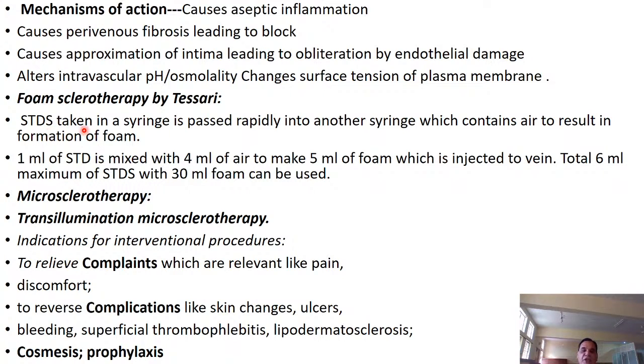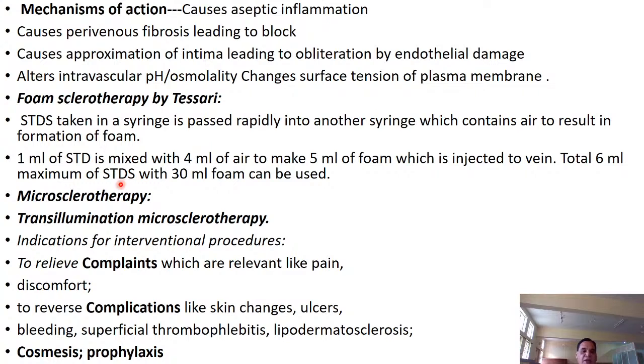Here the sclerosant is taken in a syringe, and foam is created with the help of another syringe, which results in formation of foam. How do you do it? 1 ml of the sclerosant solution and 4 ml of air. So this is going to make 5 ml of foam. This 5 ml is injected into the vein. Maximum total 6 ml at one time and 30 ml of foam. That means you can do it for 5 veins. This is for the sclerotherapy. It is the foam sclerotherapy of Tessari.